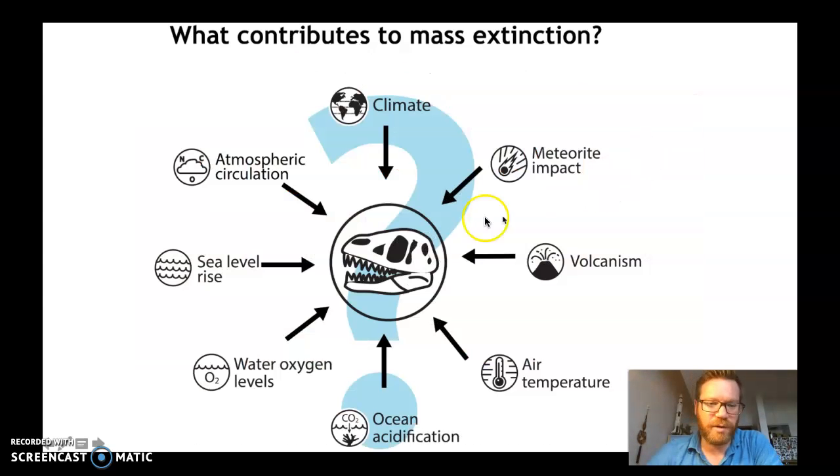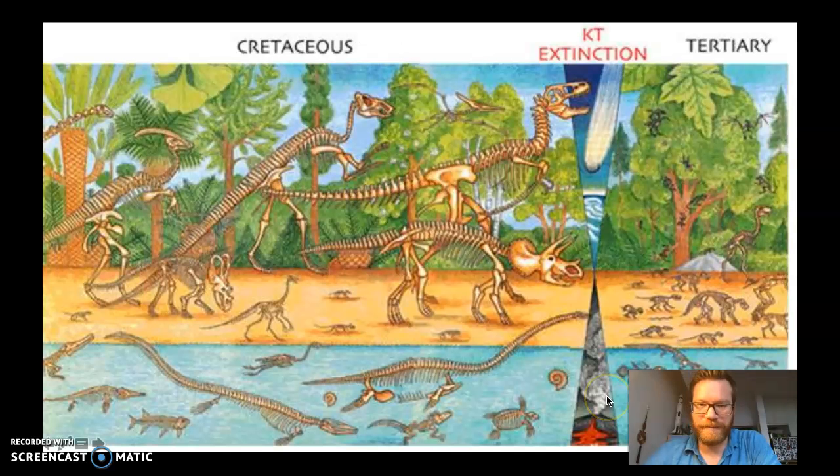So what we've got is loads of different reasons why, or what could contribute to these mass extinction events. Things like atmosphere, climate, maybe these ones are very short term but cause long term effects. Ocean acidification, oxygen level, air temperature. Okay, but there tend to be a mixture of all of these together.